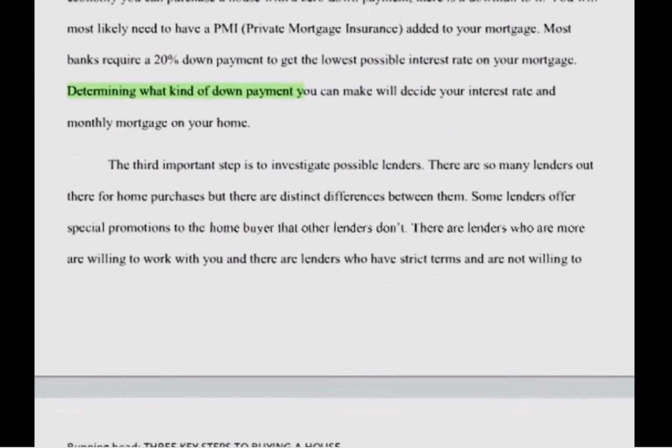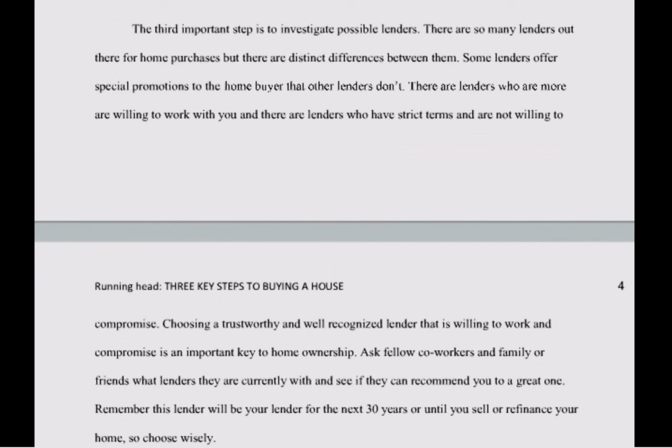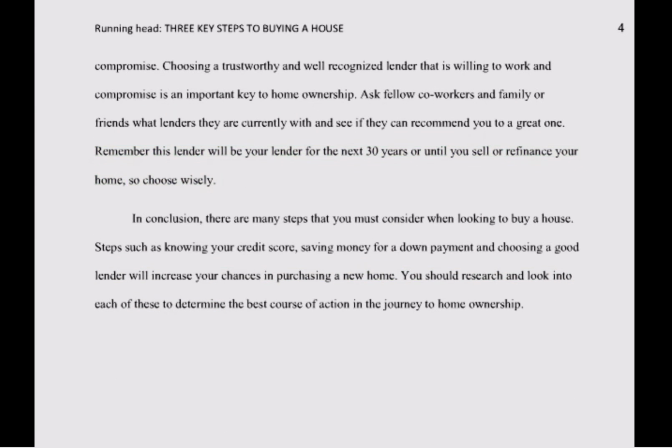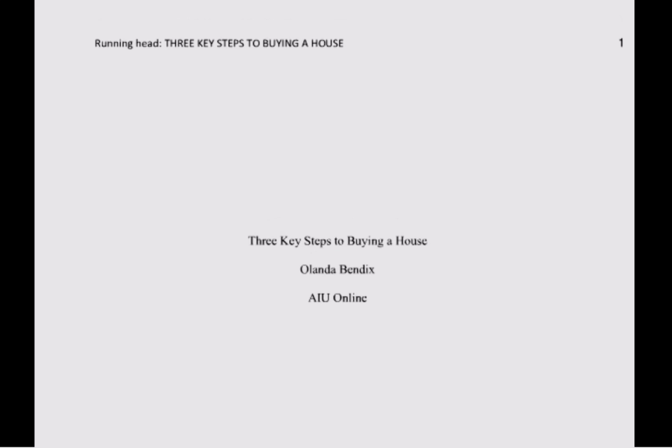Third body paragraph, same formula. State, explain, support, conclude. In this case, the third main point is about the importance of investigating your lender before you sign on the dotted line. The third important step. Stated, explained, supported, 2 to 5 sentences of support, and then final sentence concluded. And then you wrap up the essay with a small final paragraph called your conclusion paragraph. Okay, there is the model Unit 5 IP.